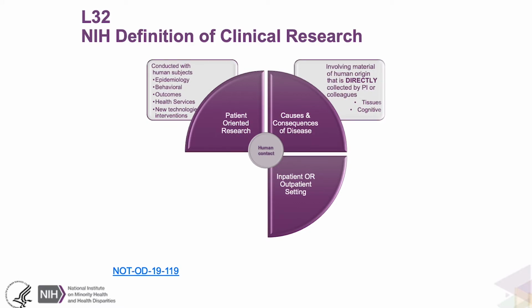We look specifically at material of human origin that is directly collected by a principal investigator or colleagues. That could be tissues or cognitive data or whatever. Please note, this is very important, tissue samples that come from biobanks for which the PI or a close colleague was not a collector is inadmissible for this research. It's ineligible.